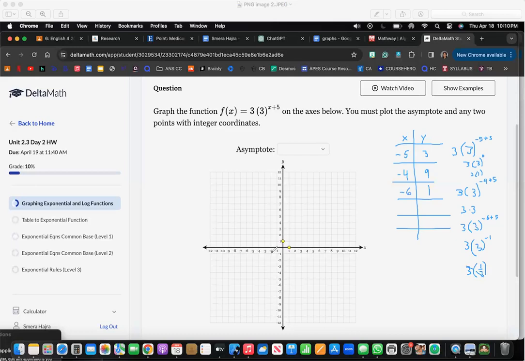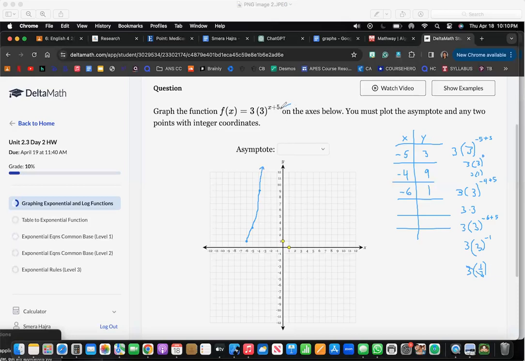All right, so I'm going to plot those points: (-6, 1), (-4, 9), and (-5, 3). So we get these, I can connect those. Again, with the mouse, I'm not good at connecting this stuff, so it's wobbly. And I want to find out where the asymptote is.